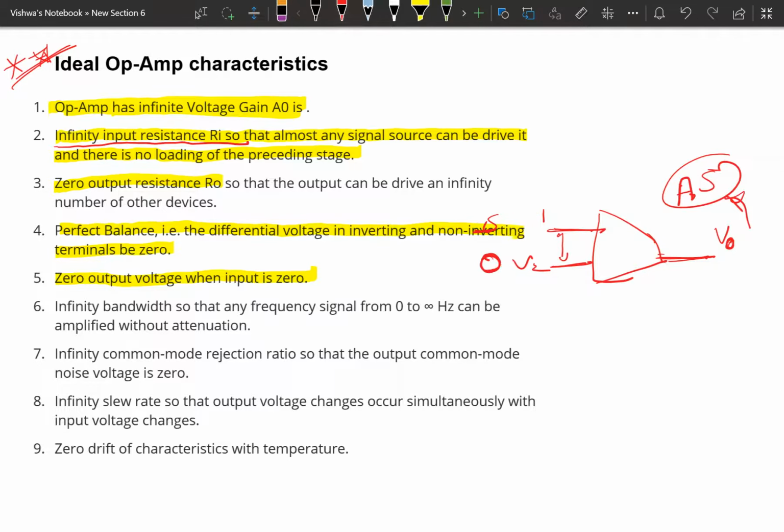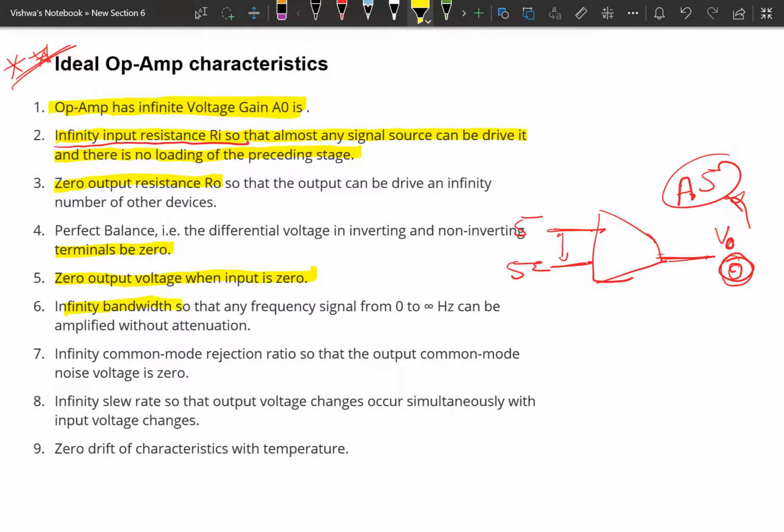Suppose in case we are applying the same voltage at both terminals, here also 5 volt, here also 5 volt, the difference is now 0. For that the output should be 0. This is the ideal characteristics of the operational amplifier.